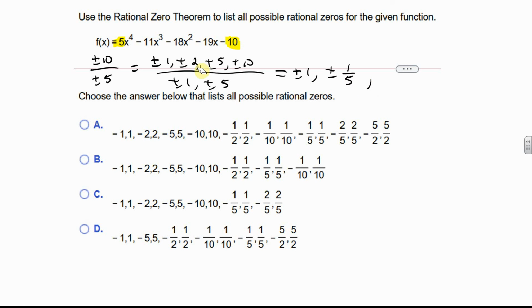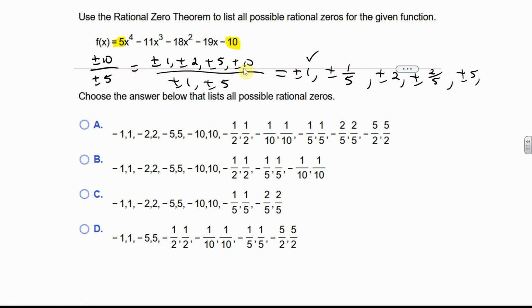Now I go to the 2. So it's plus or minus 2 over 1. So that's just plus or minus 2. Then plus or minus 2 over 5 is plus or minus 2/5. And then I go to the 5. It's plus or minus 5 divided by 1, which is plus or minus 5. And then plus or minus 5 divided by plus or minus 5, that's plus or minus 1. But I already got it right there.